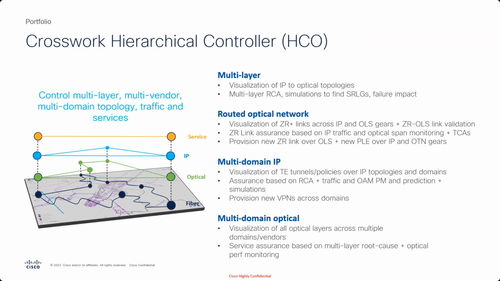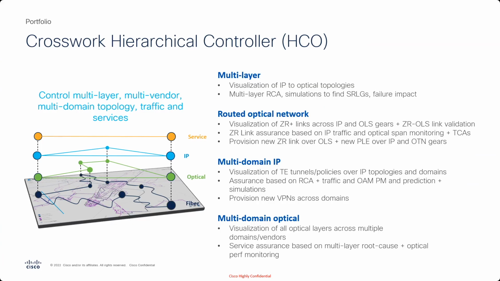So that's an example on the optical domain of closed loop automation that HCO is able to do. But what is most important from a hierarchical controller that is bringing together more domains is the multi-vendor capability. In fact, the hierarchical controller is built on the concept of multi-vendor natively. So it's built on a layer of application and is built very similar to HCO, very similar to NSO, built around the concept of adapters.